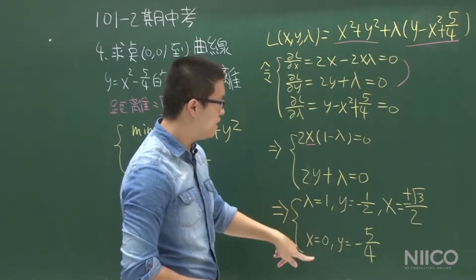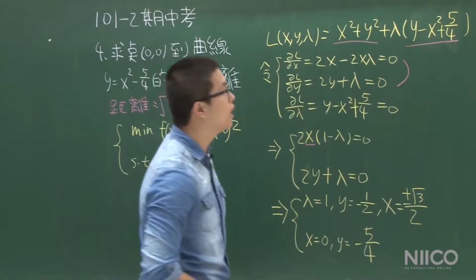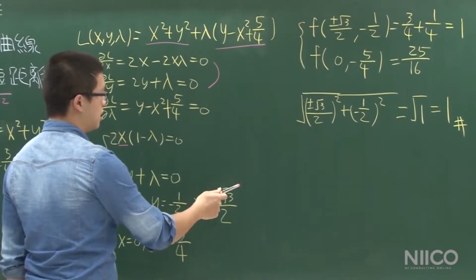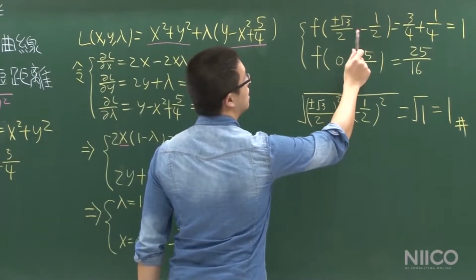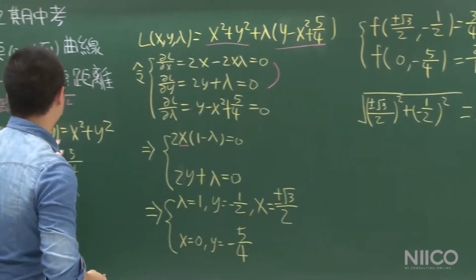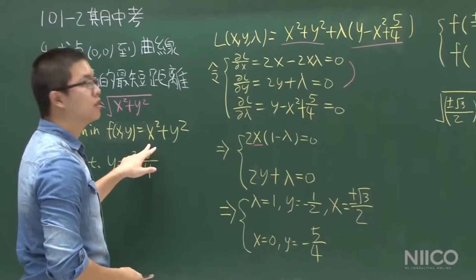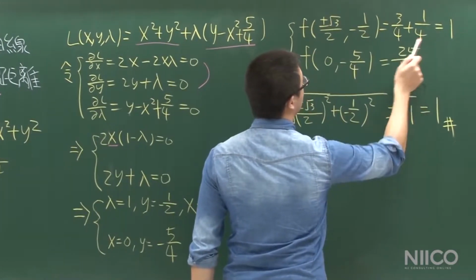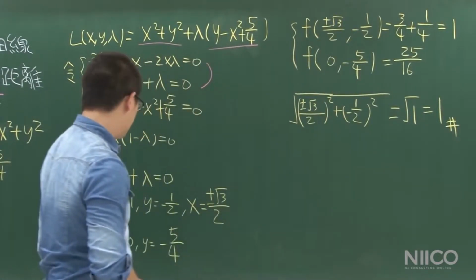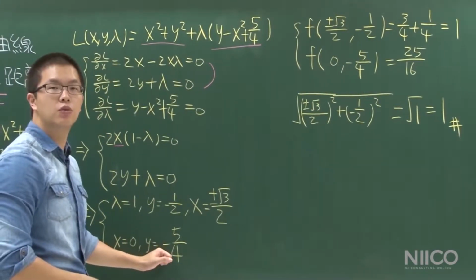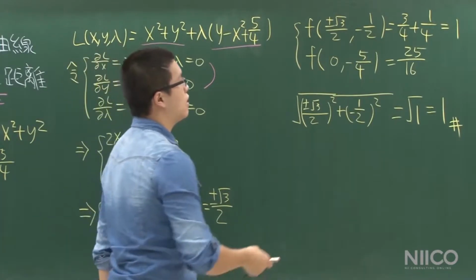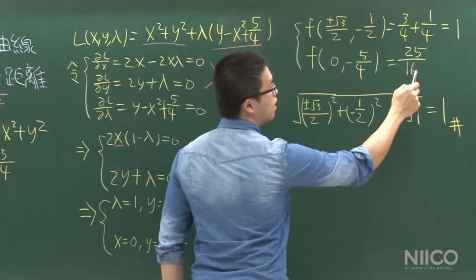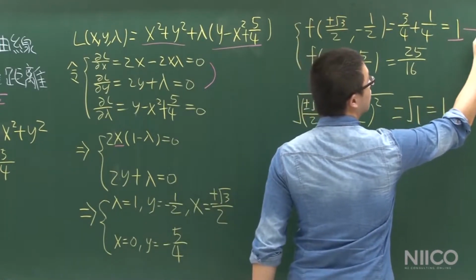So now we have two sets of x and y, and we're going to validate these two sets. The first solution would be x equals positive or negative square root of 3 divided by 2, and y equals negative 1/2. Now, the distance is defined as the square root of x squared plus y squared, so we want the minimum value of x squared plus y squared. With x equals positive and negative square root of 3 divided by 2, and y equals negative 1/2, the value is 1.